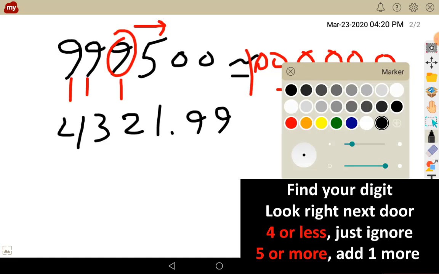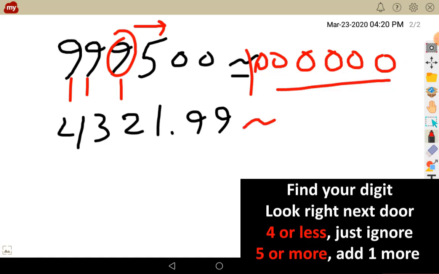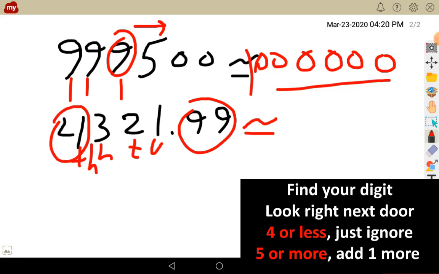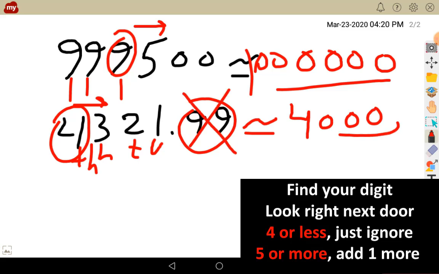4,321.99 to the nearest 1,000. Find thousand. This is units, tens, hundreds, thousand, and this part is the decimal part. We don't deal with it. Thousand is 4. Look right. 3 is less than 5, so 4 or less, we ignore. It's 4,000. What about this part? It will be 0. All these numbers must be 0, so I will not put 0.00.